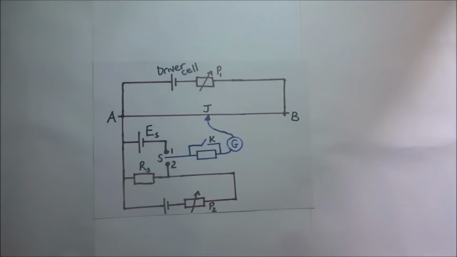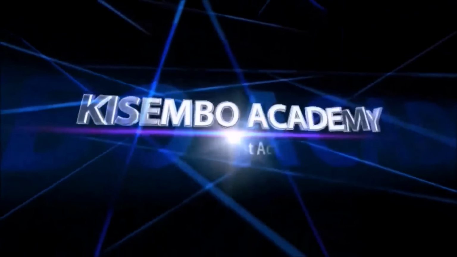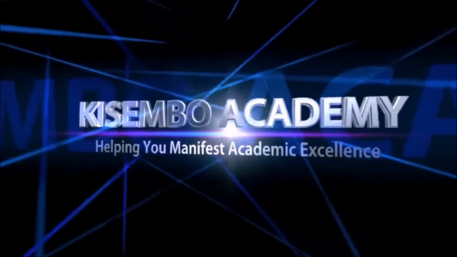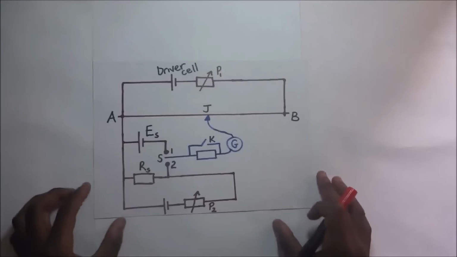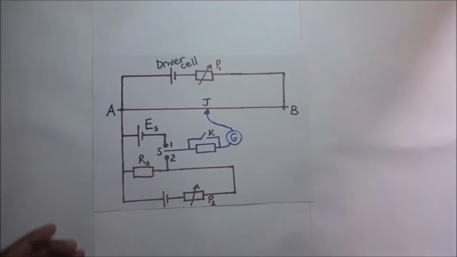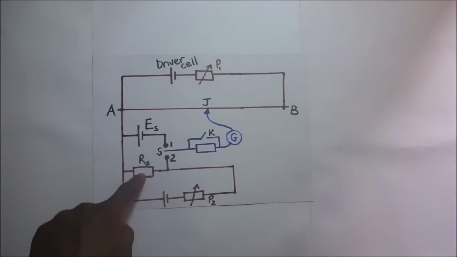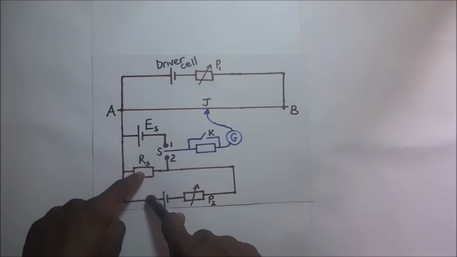How to measure current that is going through a resistor using a potentiometer. Now this is the setup of the circuit that we will be using. Our intention is to find the amount of current that is flowing through this resistor, Rs.